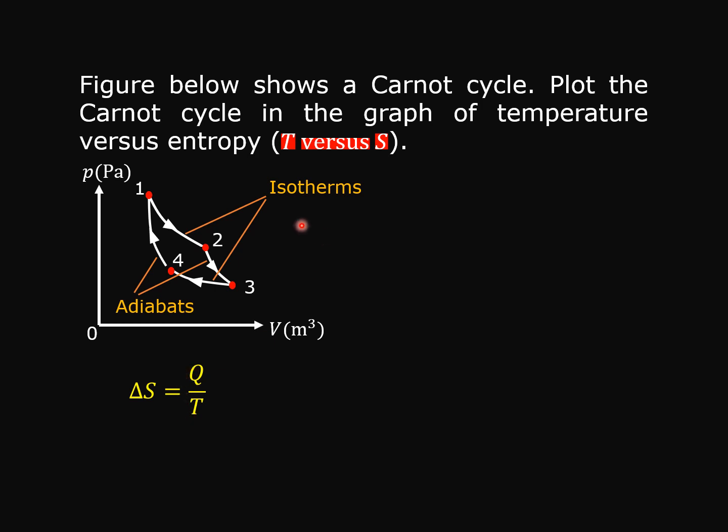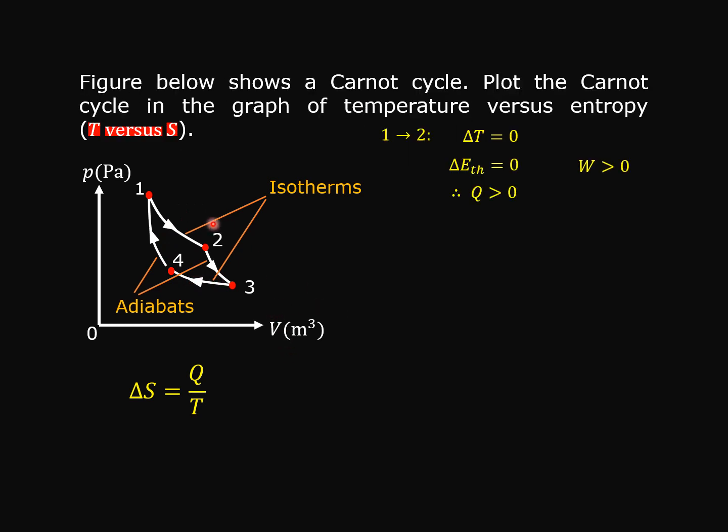So that means to plot the graph of temperature versus entropy for this Carnot cycle, we need to know for each process how Q changes and how the temperature changes in these 4 processes that form the Carnot cycle.